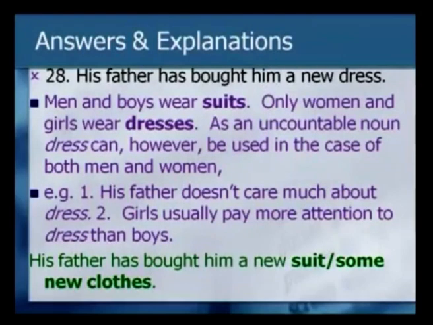But when you specifically refer to a male wearing it, then it should be like this. The corrected form is, his father has bought him a new suit, some new clothes. His father has bought him a new suit, or he has bought him some new clothes. So, that will appropriately suit the gender to which you are attributing the material that the person is wearing, then it becomes correct.